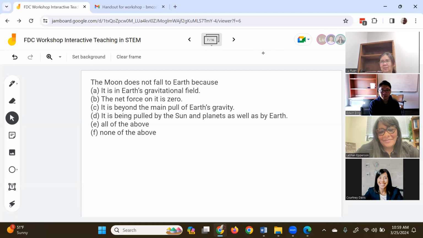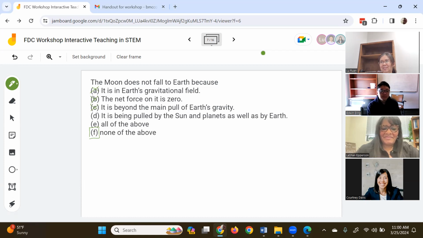Okay, so I'll talk through the answer on this one, just to not leave it hanging. The answer is actually none of the above. The reason why is the moon is in Earth's gravitational field, that's true, but gravitational fields make things fall. So that's the opposite of what the answer would be. Net force on it is 0. This is also not true because there's one force acting on it, that's the gravity. I don't have anything to balance that, so the net can't be 0. It is beyond the range of Earth's gravity. That's just false. Earth's gravity extends off forever. It is true that it is also being pulled on by the sun and the planets as well as the Earth, but that's not making it fall to the Earth.